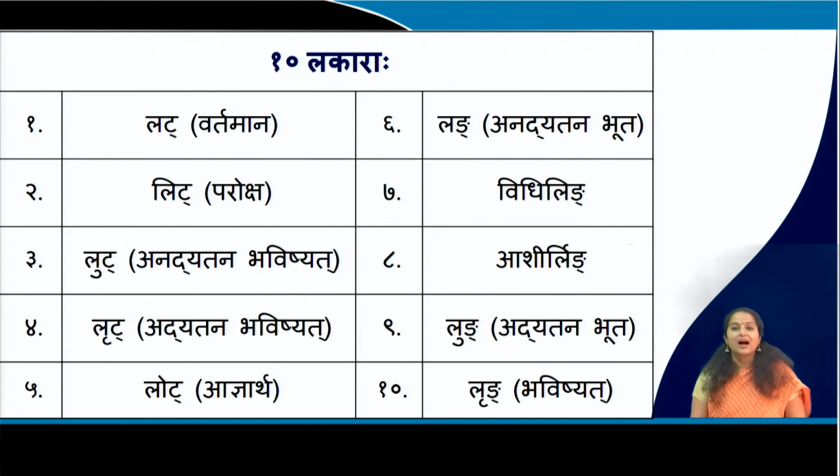And then you have got the ashirling, which is the ling that is associated with the blessings of somebody. So it must happen this way in that context. And then you've got the lung, the adyatana bhuta. So it's a past tense within the scope of today. And then you've got the ring or the bhavishyat, but this is a bhavishyat and a bhuta combined.